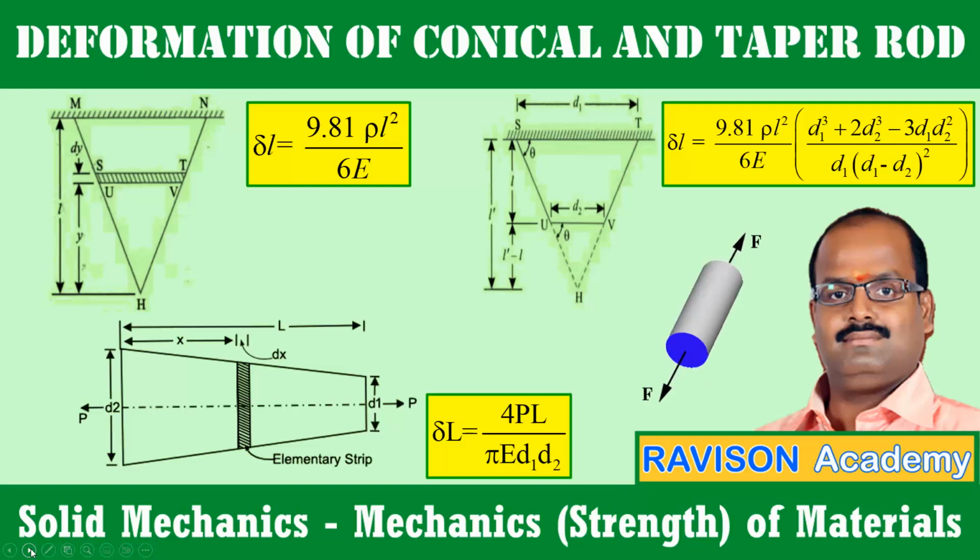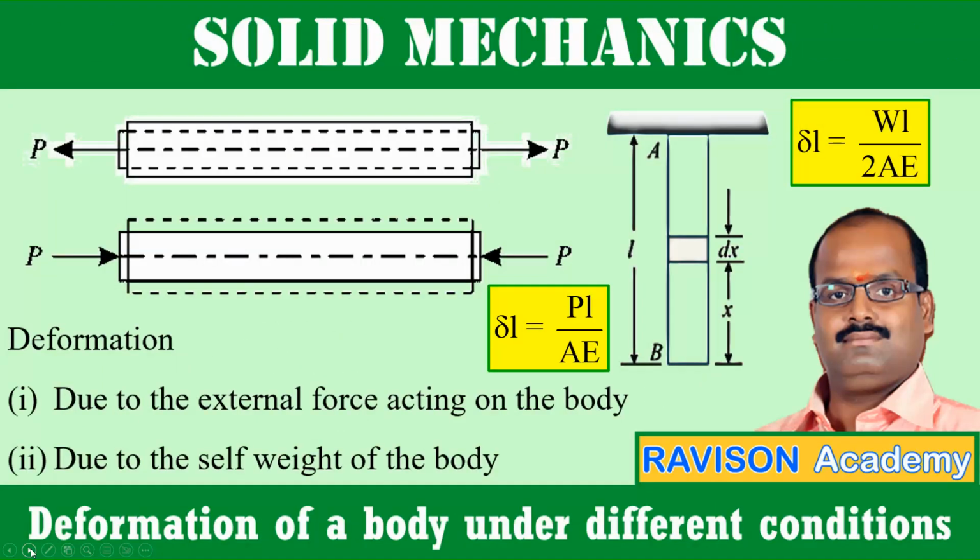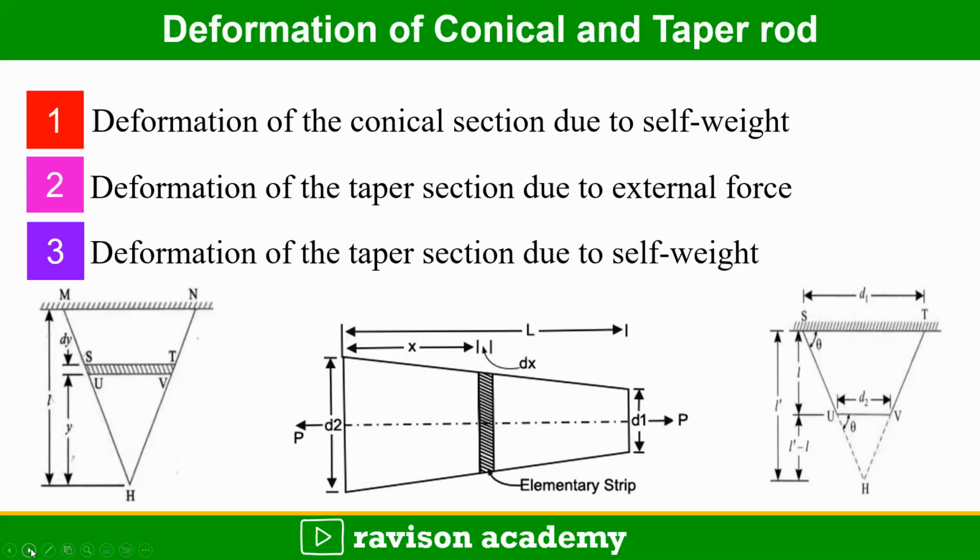In this video, you are going to see the deformation of the conical and the taper rod under two conditions. One is deformation due to the external force and the other is deformation due to the self weight. In the previous video, we have seen the deformation of the uniaxial uniform section bar due to the external force acting on the body and due to the self weight acting on the body. So, the deformation of the conical section due to the self weight.